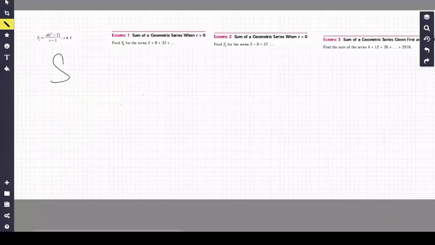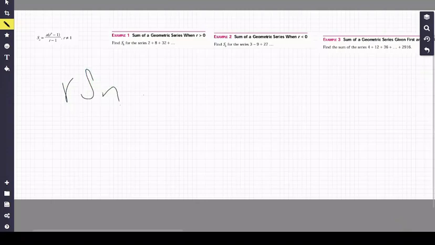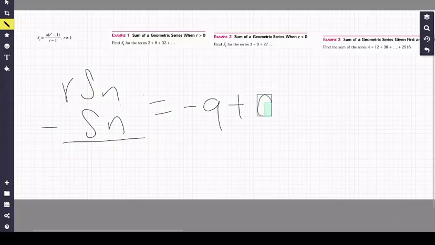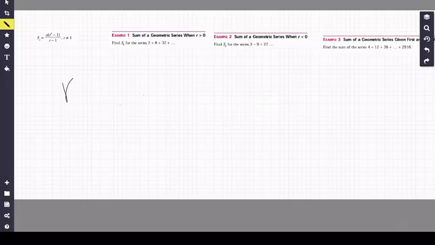So the only thing we can do when we do this, I will write it out so it looks better, is that rSn minus Sn gives us negative a plus ar^n, because we have one more term on the bottom. Now we look at the left side and ask, can I write this more algebraically? Sure, let's write it more algebraically.